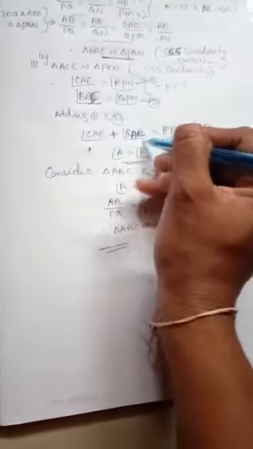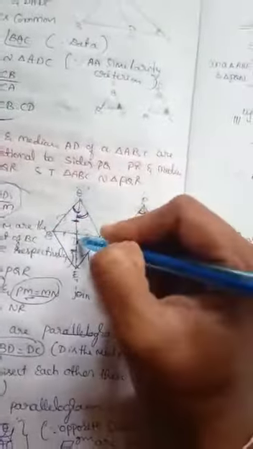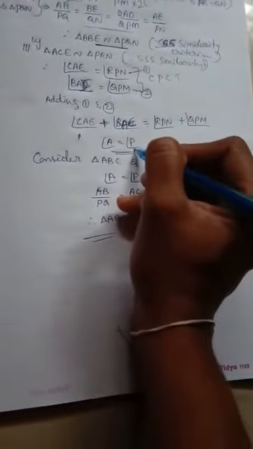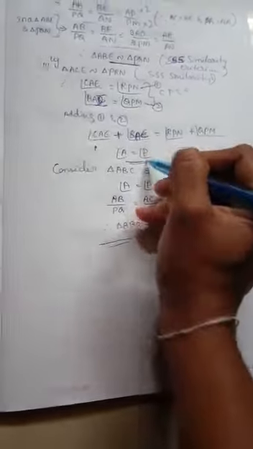Therefore, by adding LHS and RHS, we get CAE plus BAE is equal to RPN plus QPM. CAE plus BAE we get angle A, and RPN plus QPM is equal to angle P. Therefore, the corresponding angles are equal, which means angle A is equal to angle P. This is equation 1. This is equation 3.